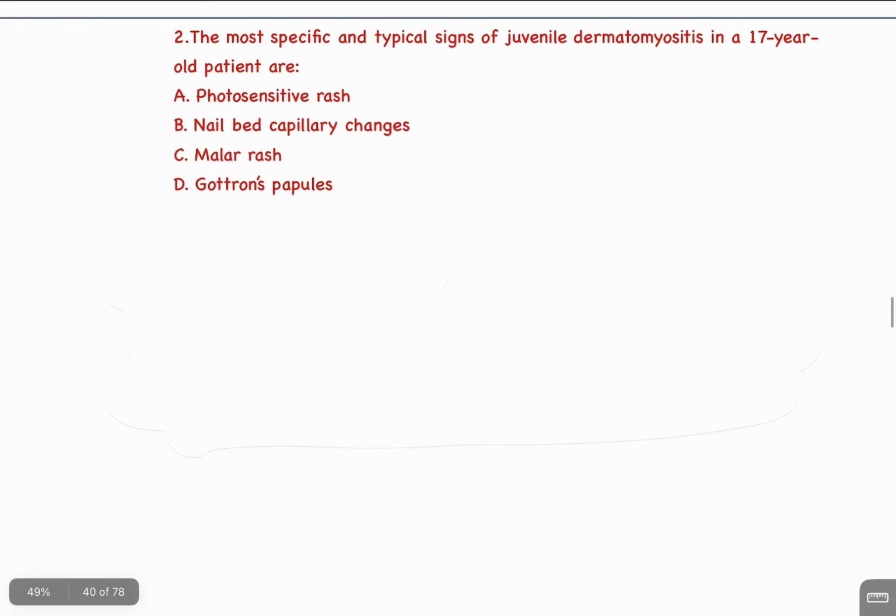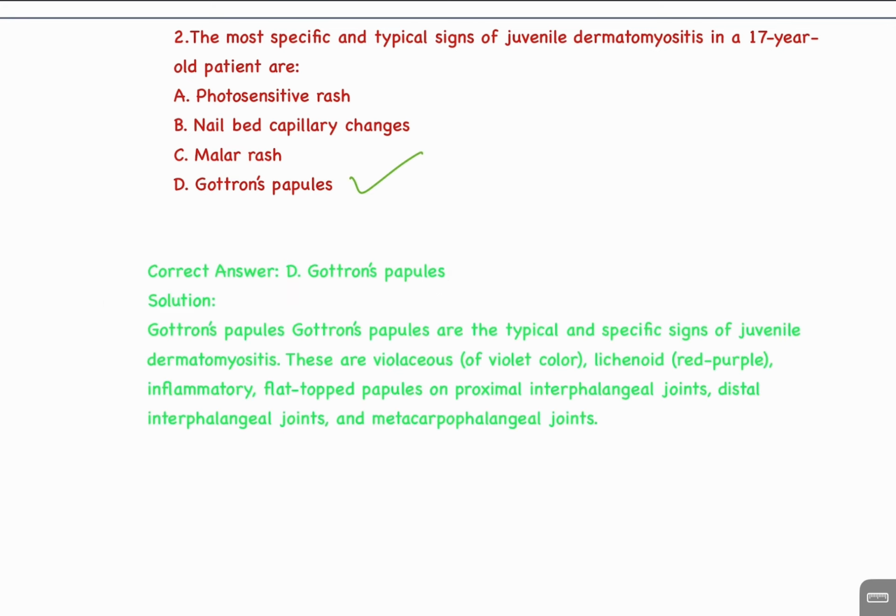Question number second है: the most specific and typical sign of juvenile dermatomyositis in a 17-year-old patient is A. Photosensitive rash, B. Nail bed capillary changes, C. Malar rash, D. Gottron papules. इसका आंसर है D, Gottron papules. Gottron papules are the typical and specific sign of juvenile dermatomyositis. These are violaceous, lichenoid, inflammatory, flat-topped papules on the proximal interphalangeal joints, distal interphalangeal joints, and metacarpophalangeal joints.